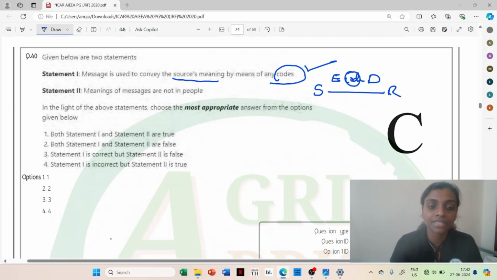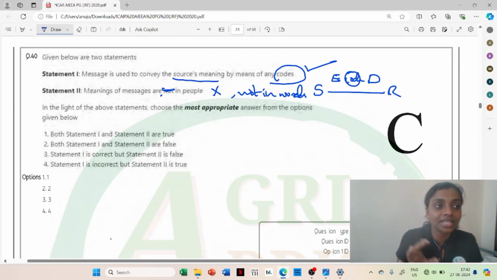Second, meaning of the message are not in people. This is a wrong statement because the meaning of a message is in people, not in words. For example, if I am telling a word, shock. A person who is working in the electrical field might think of shock in one way only, that is electrical shock. If a doctor is sitting in the audience, he might hear the shock as something else, something related to septic shock.